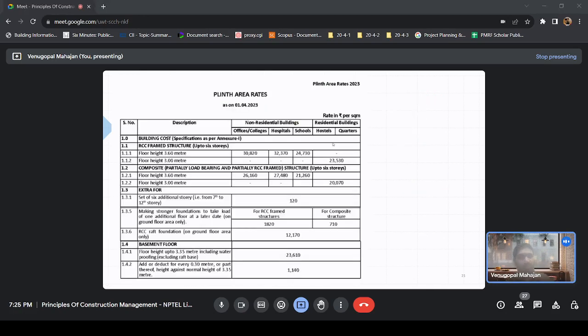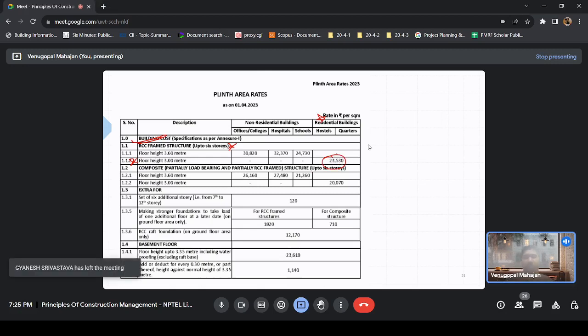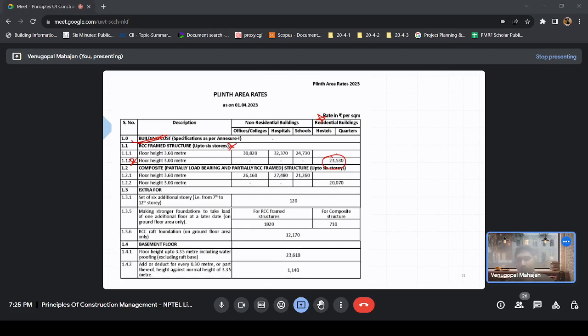So coming to the cost of building, first part, it is an RCC framed structure. Let's say, I'll just mark down the assumptions with a star. RCC framed structure. Floor height is 3 meter, as you can say for residential buildings. You don't get the option of 3.6 here. For 3 meters, you have got 23530. What will you multiply it with? Ground floor area or total built up area? Okay, this is the floor height.